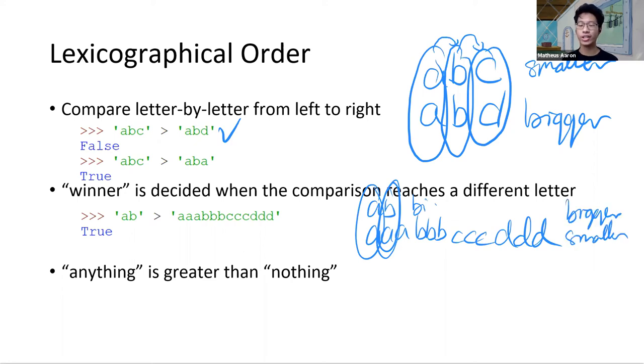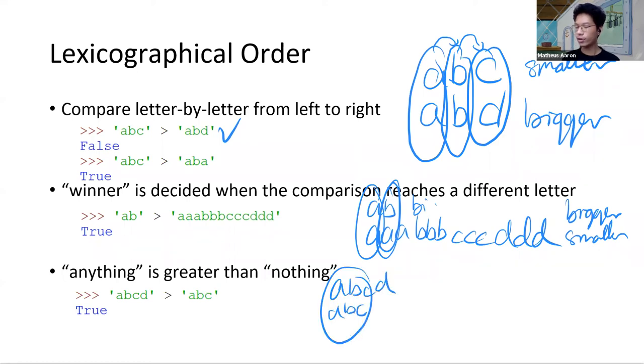Just like your dictionary. If you have a physical dictionary right now, go have a look at it. And lastly, anything is greater than nothing. In this case, we have ABCD and ABC, which is the same for the first three. The next one is D compared to an empty string. Well, this is obviously bigger. This is the only time where longer means bigger.